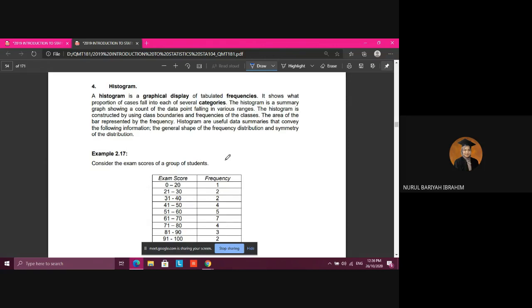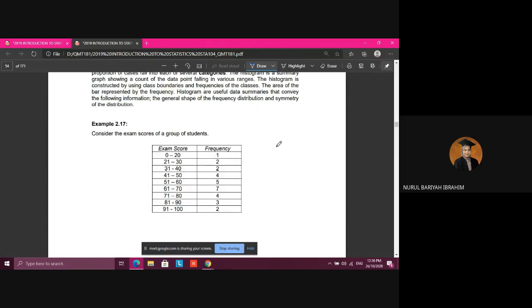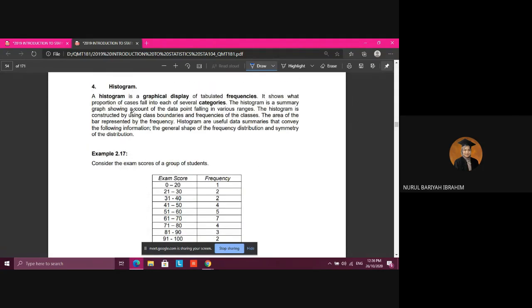Okay. A histogram is a graphical display of tabulated frequencies. It shows the proportion of cases that fall into each of several categories, which are the classes. The histogram is a summary graph showing a count of data points falling in various ranges. The histogram is constructed by using the class boundaries and the frequency.